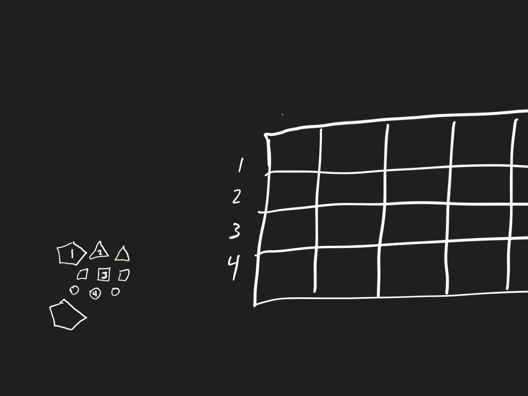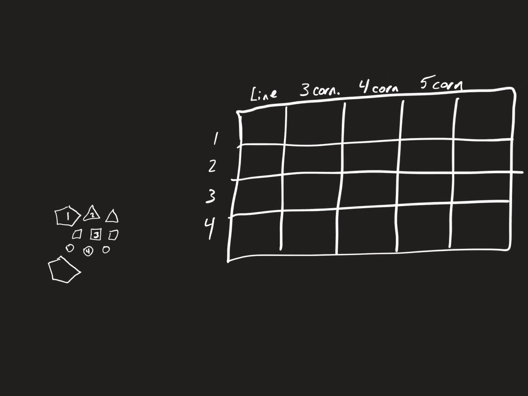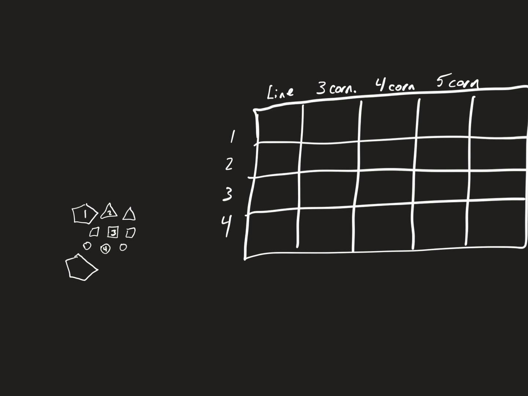So at this, just the line, right? And then we could say 3 corners, 4 corners, and 5 corners. All right. So the only one that doesn't have a corner is number 4. So they all have a line.